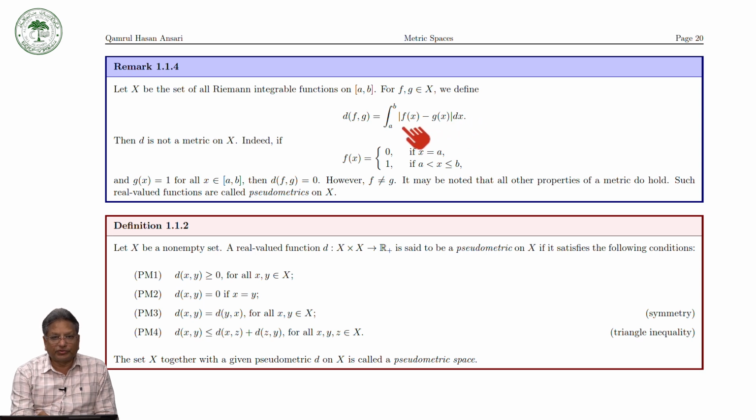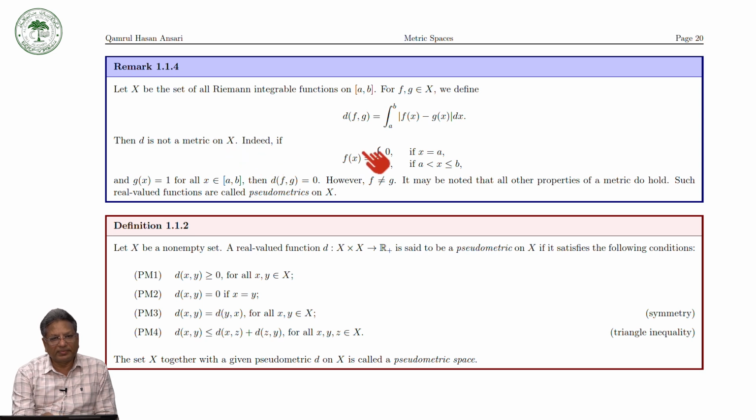Of course, if f and g both are continuous, then this is a metric on C[a,b]. But if f and g are not continuous, if f and g are only Riemann integrable functions, then d is not a metric on X.